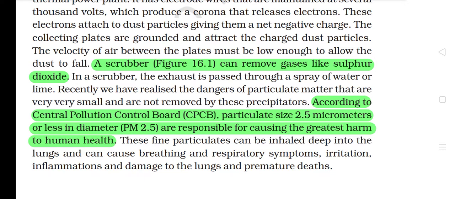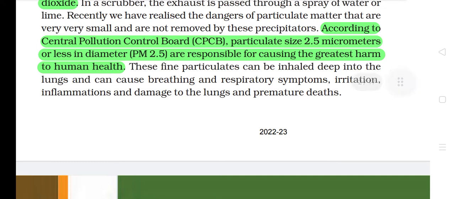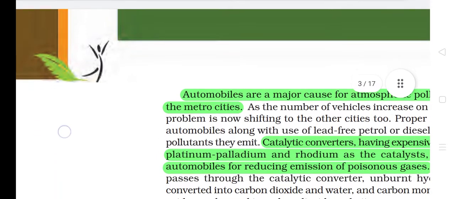Recently, we have realized the dangers of particulate matter that are very small and are not removed by these precipitators. According to the Central Pollution Control Board (CPCB), particulate size 2.5 micrometers or less in diameter (PM 2.5) are responsible for causing the greatest harm to human health. These fine particulates can be inhaled deep into the lungs and can cause breathing and respiratory symptoms, irritation, inflammations, and damage to the lungs and premature deaths.